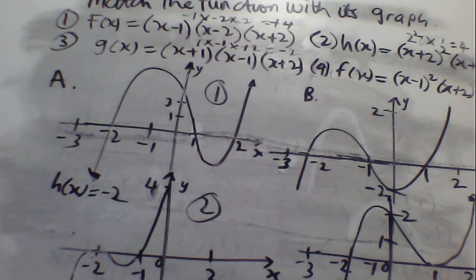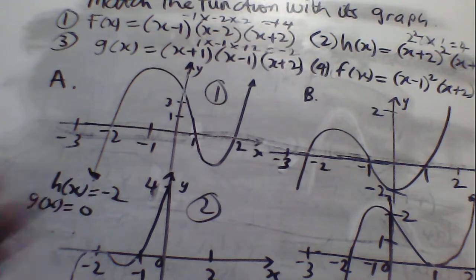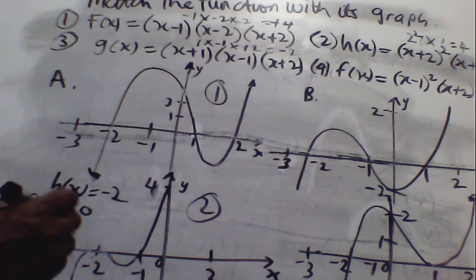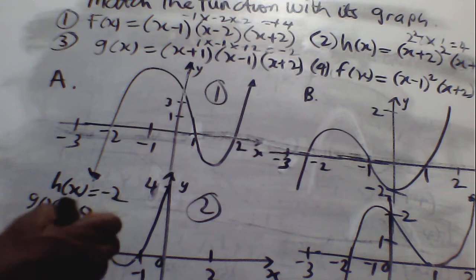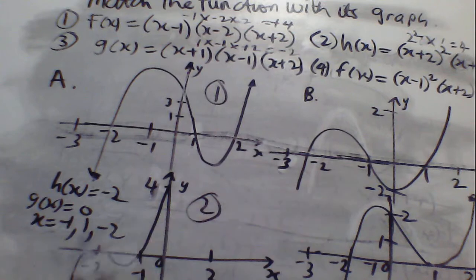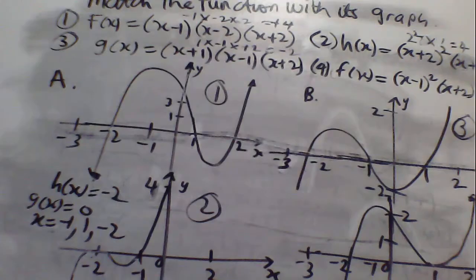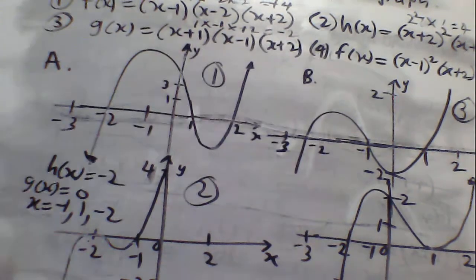But we have to find its zeros. So to find the zeros, let g of x equal 0. If g of s is equal to 0, s will be equal to what? Minus 1, 1, and minus 2. So since it has minus 2, let's go there and check its zeros. Minus 1, minus 2, and the 1. So this graph is for 3. I hope you are seeing what I'm doing. And lastly, although 1 is left, so we can assign it to 4, but we have to check it. So let's go. Any question?